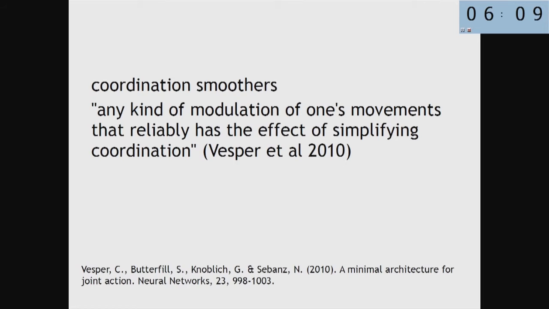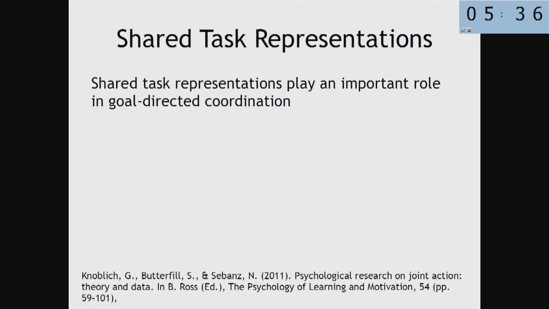and we can link that to a concept that has been defined by Cordula Vesper, Stefan Butterfield, Gunther Knöblisch and Nathalie Sebanz, which is coordination smoothers. It means that any kind of modulation of one's movements that reliably has the effect of simplifying coordination. Because in fact, when you are doing the very same action, if it is in interaction or if you are alone, you won't do it the same way because you will adapt your movement to simplify the coordination.